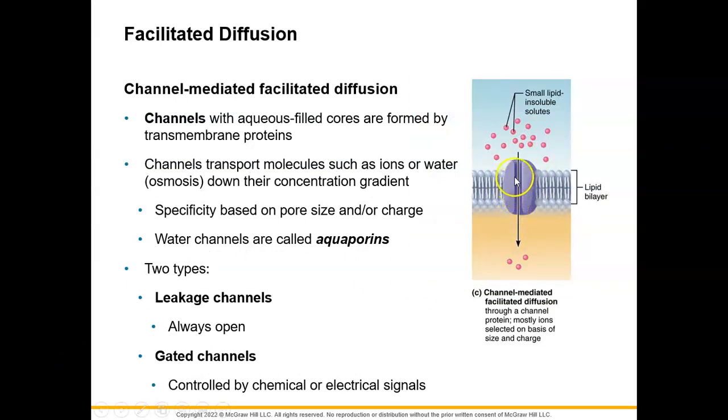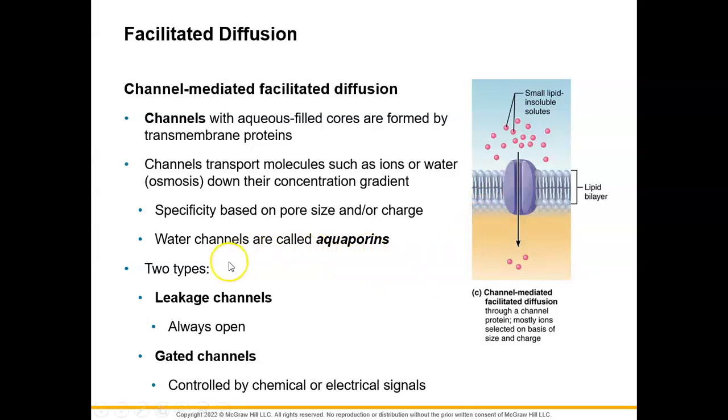Channel-mediated facilitated diffusion uses channels with aqueous-filled cores formed by these transmembrane proteins. They move a substance from high concentration to low concentration. They tend to move things like sodium, potassium, and water, though when water moves, we call that osmosis. Their specificity is based on the size of the pore and the charge of it. Water channels are specifically called aquaporins.